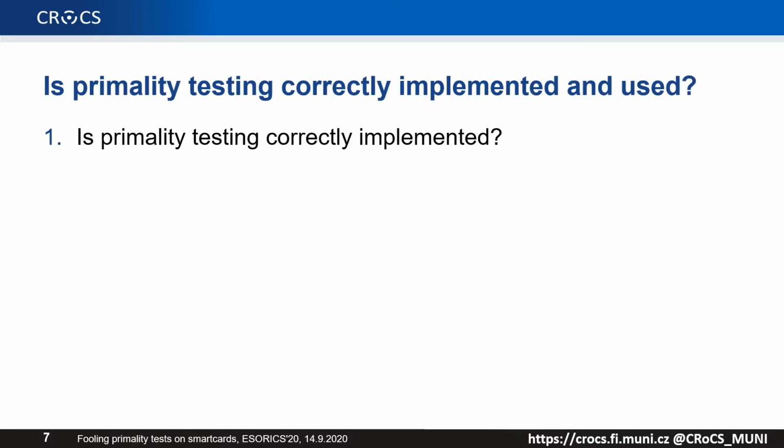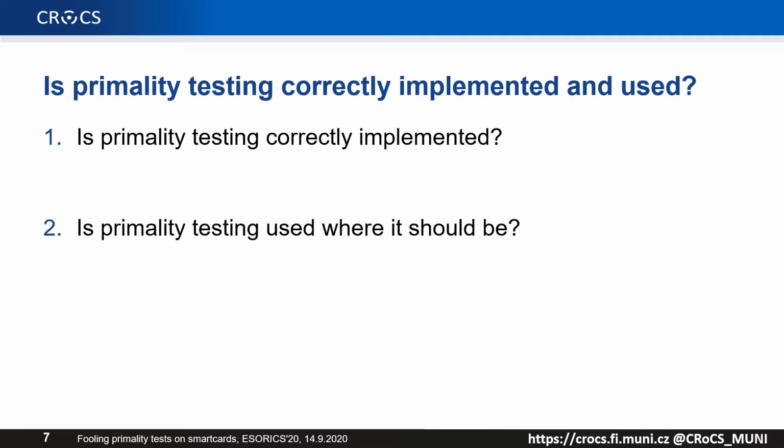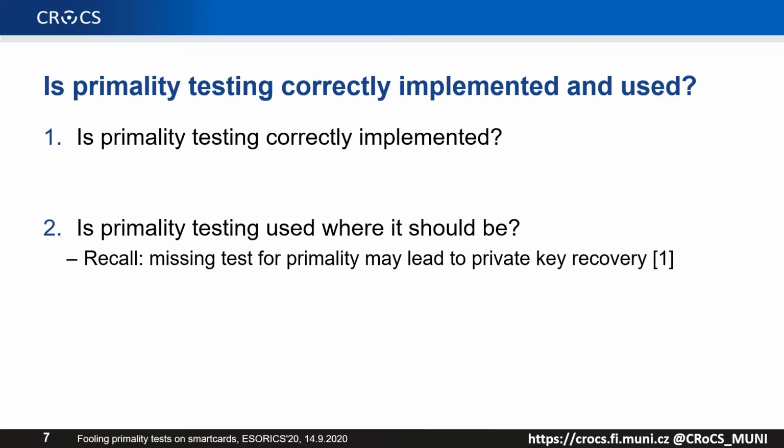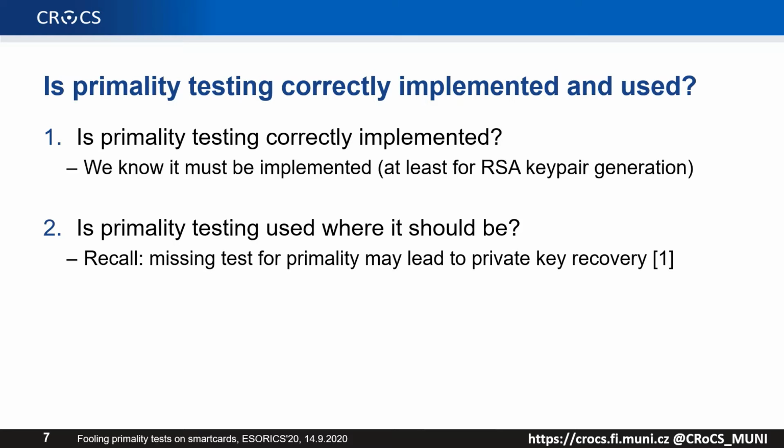So we have two main questions to investigate. The first one is whether the primality testing is correctly implemented. Possibly they are using Miller-Rabin with some fixed bases, and maybe we can construct pseudoprimes for that. The second question is whether the primality testing is really used where it should be. Because it's no good if we have very robust primality testing, but we do not use that functionality where it matters. If a test is missing, it may lead to private key recovery.